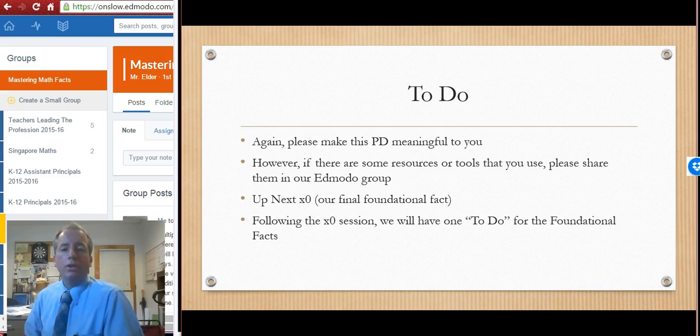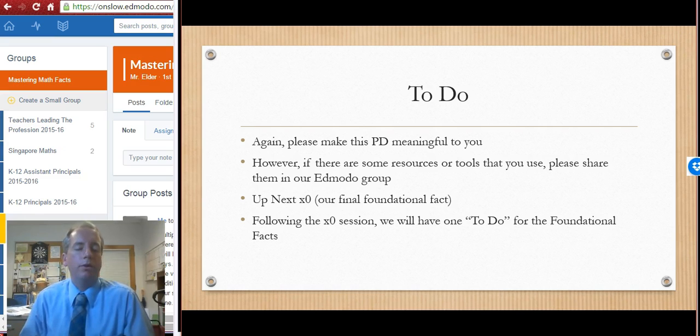That brings us to the end of the multiplication by 1 section. I will say this every single time, so I hope that doesn't get redundant, but we want this professional development to be meaningful for you. Depending on the kids you're working with and where you are in the school year, that's going to mean different things. However, the one thing we ask after each of these is, please share the resources that you use through our Edmodo group.